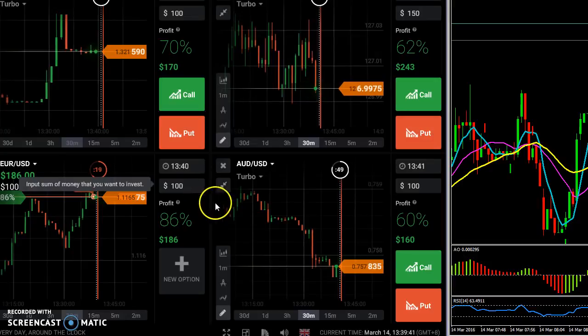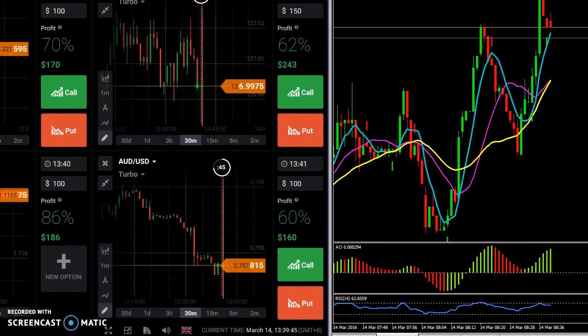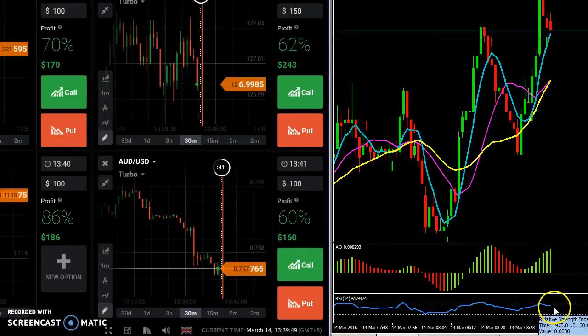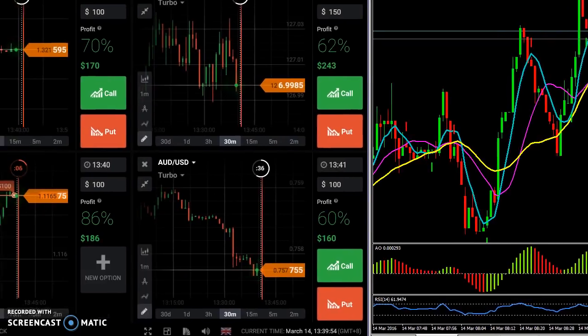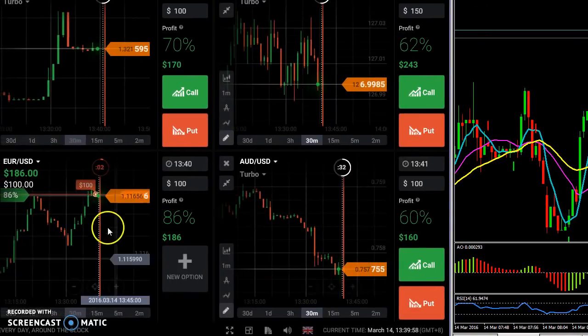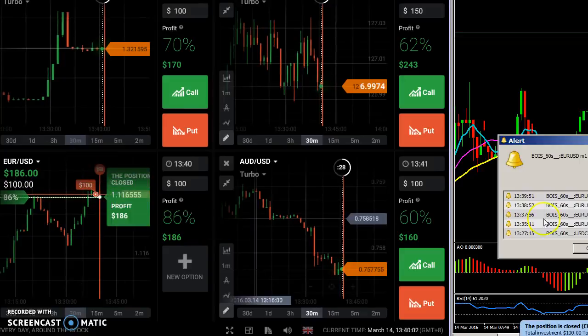That was a Euro USD call signal. But the reason I'm not taking it is because the RSI and the Awesome Oscillator are already at high levels. And it's hitting resistance, as you can see from the candle wick here. So I'm passing on that signal. And it looks like in the money for that put.